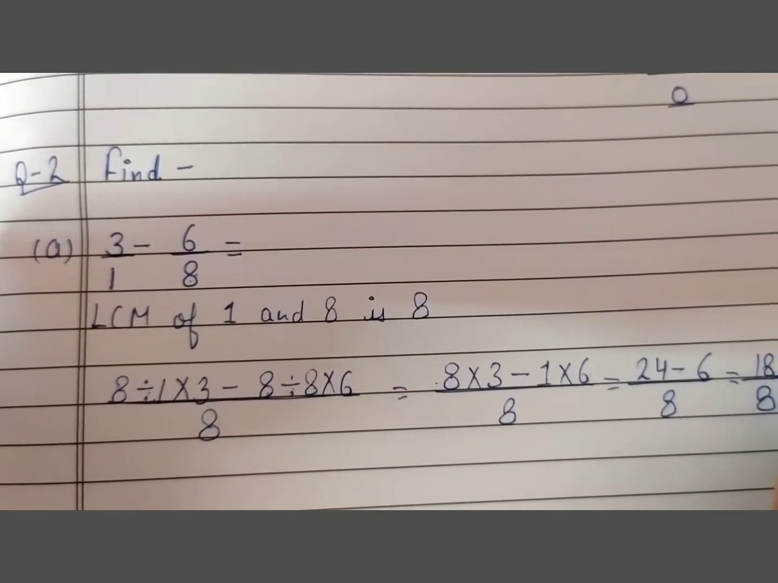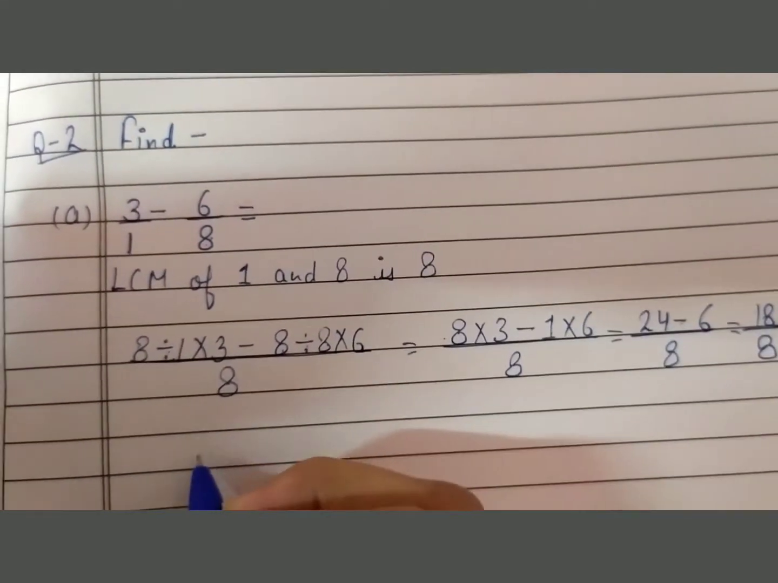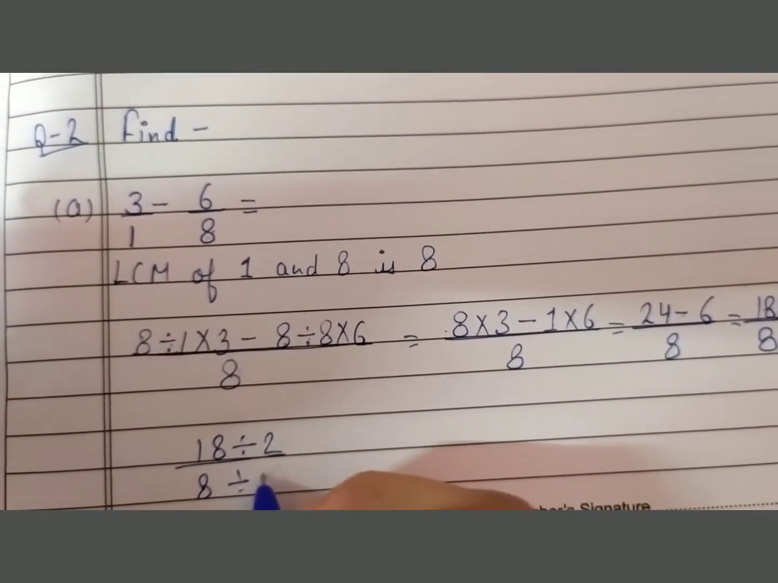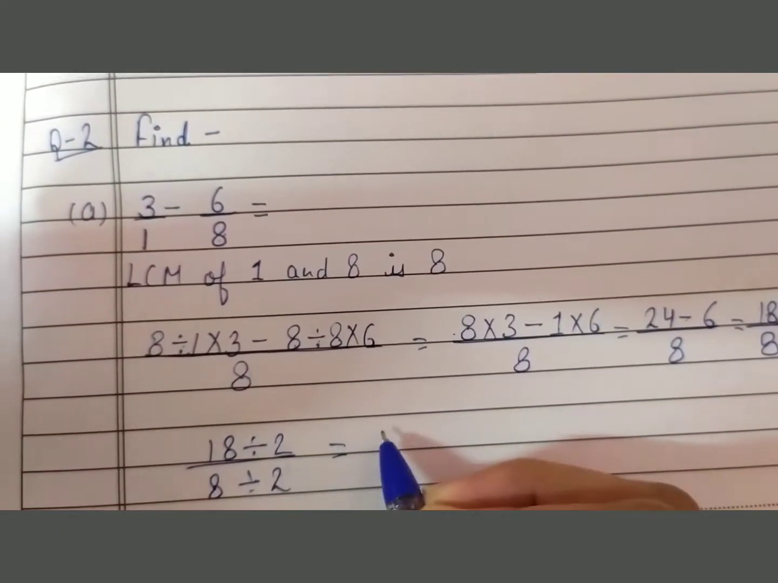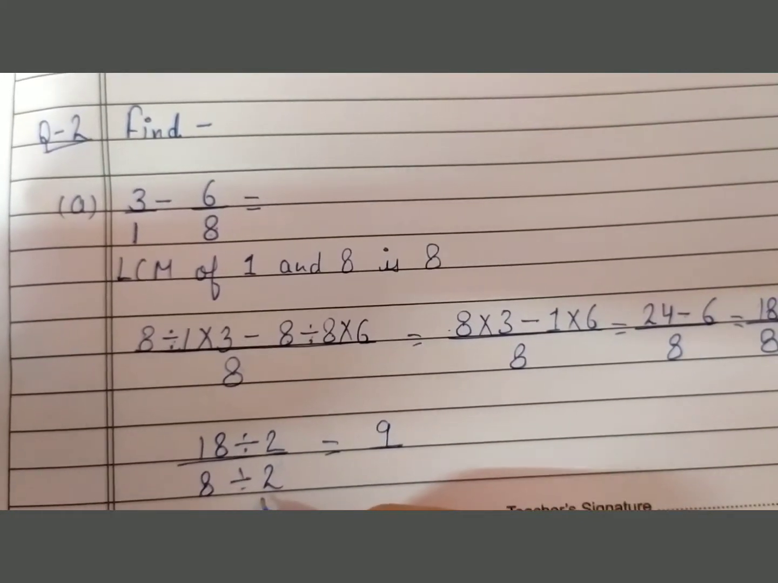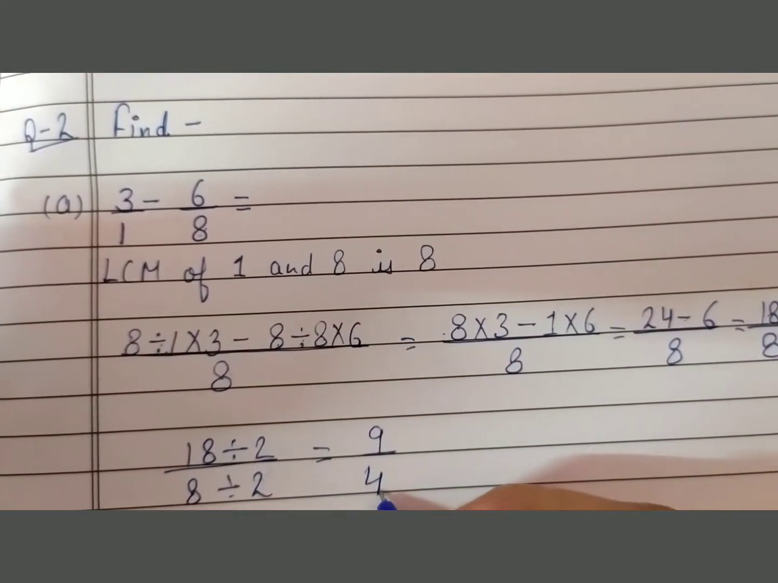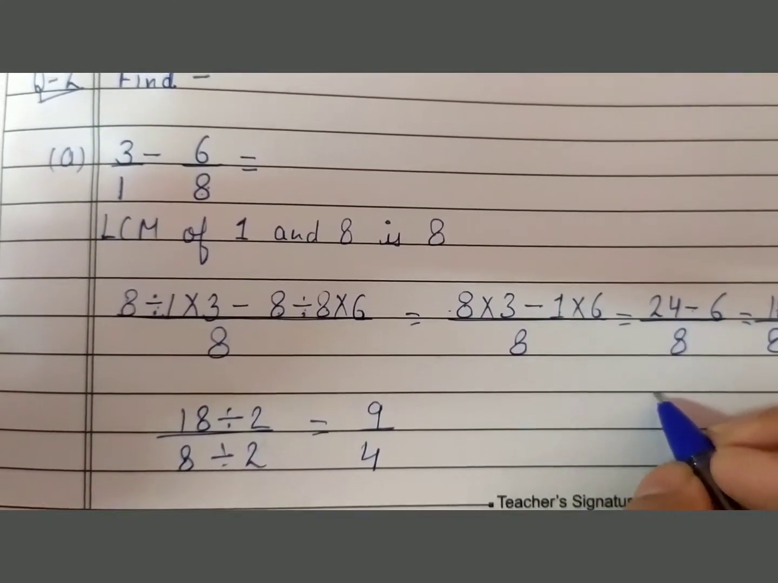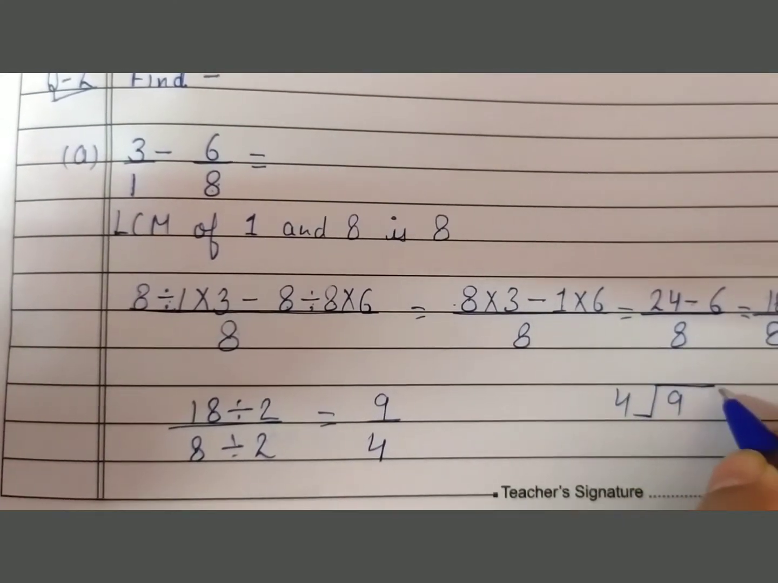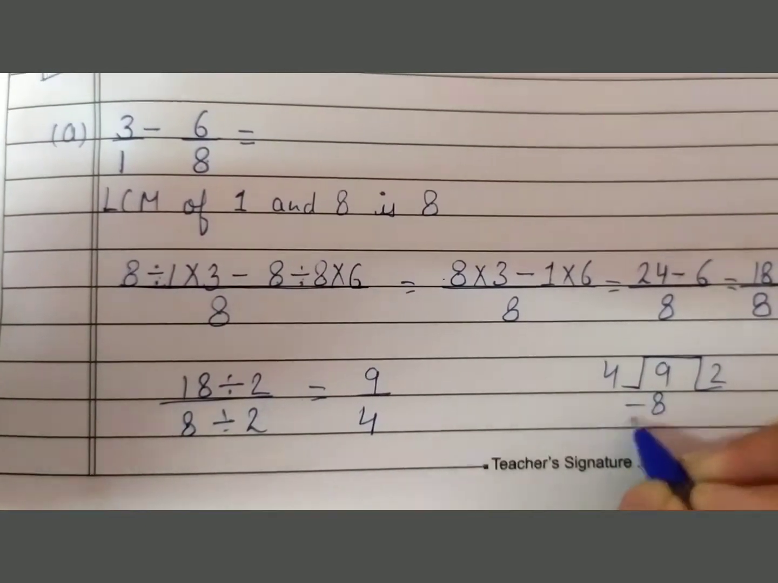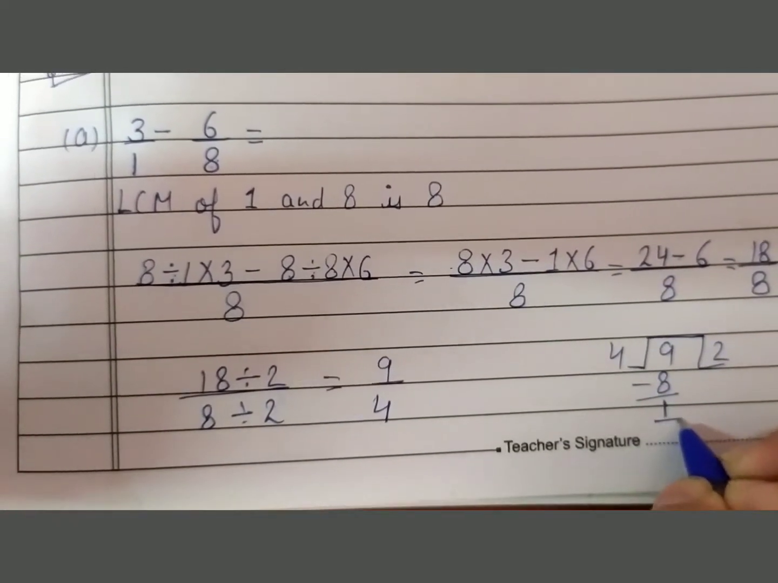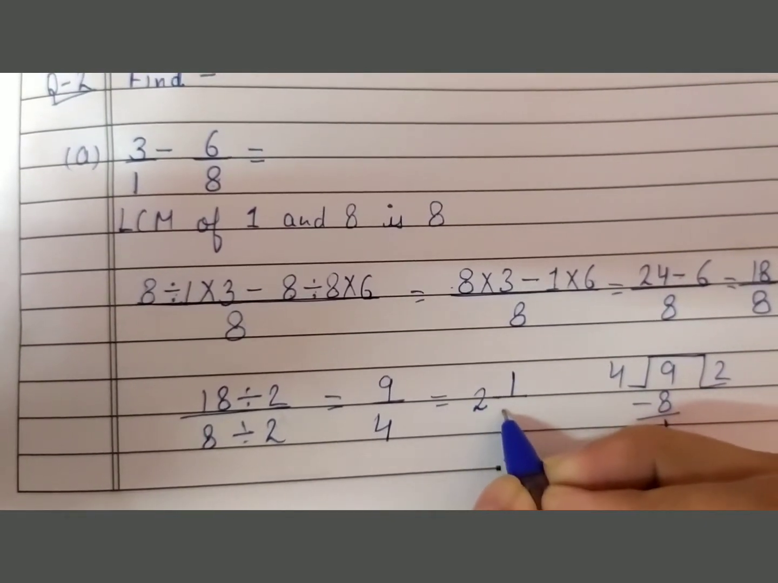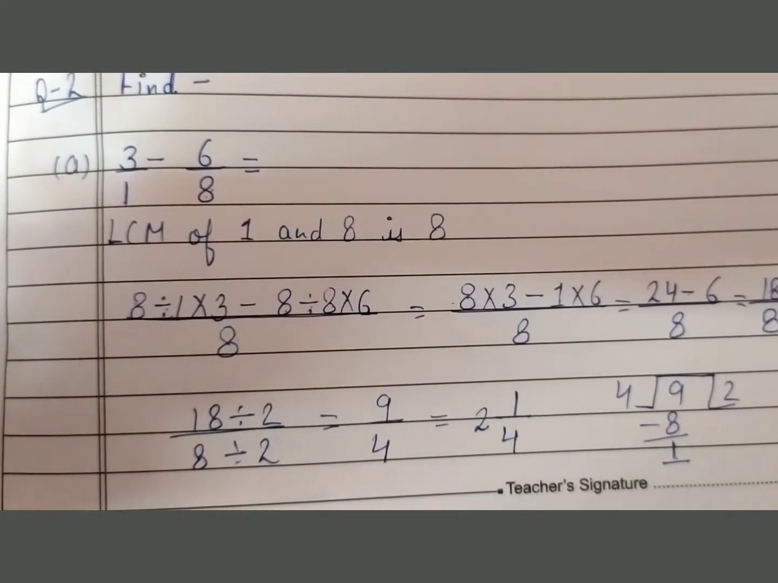Children, both numbers are divisible by 2. 18 divided by 2 and 8 divided by 2. 18 divided by 2, 9. 8 divided by 2, 4. Your answer is 9 upon 4. Now change into a mixed number. 9 divided by 4. 4 2s are 8. 9 minus 8, 1. 1 is the remainder. Write 2, 1 upon 4. This is the answer.